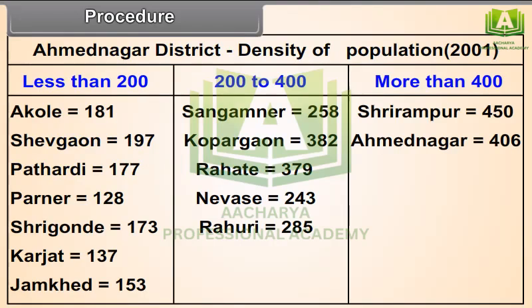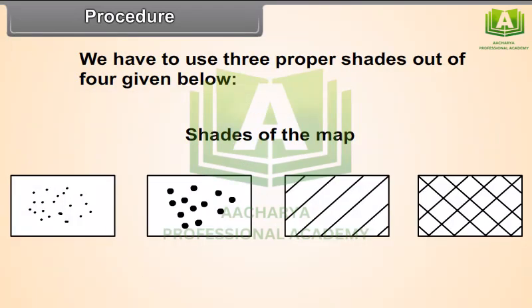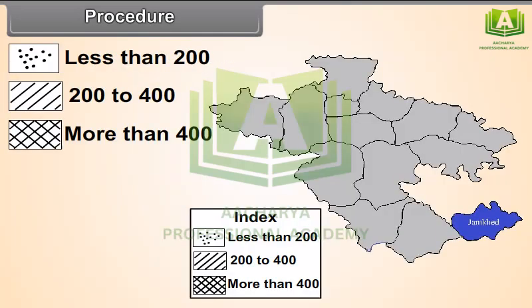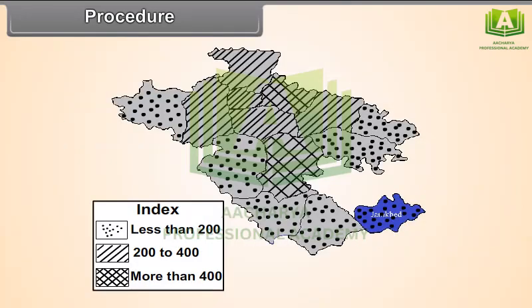Check the density of population of the talukas in the table alongside. Find the talukas that belong to the groups we have identified. You have to use 3 proper shades out of the 4 given below. Draw the district map given in figure 2.5 on a sheet of tracing paper. Use dark to faint shades for higher to lower density values. Give proper shades to different talukas on the basis of their density values and complete the map. Prepare an index and show the same in the map. This is how a choropleth map is prepared.